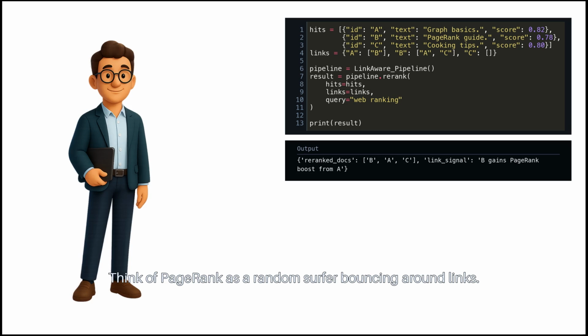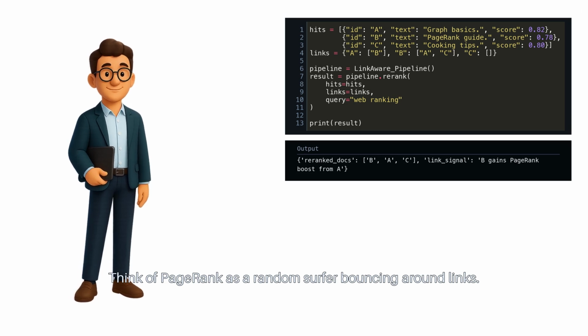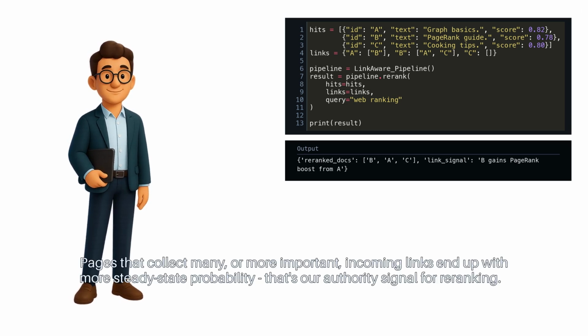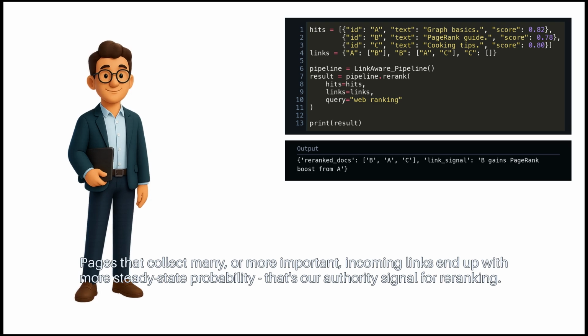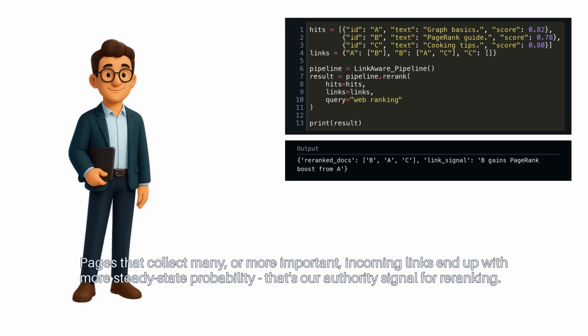Think of PageRank as a random surfer bouncing around links. Pages that collect many or more important incoming links end up with more steady-state probability. That's our authority signal for re-ranking.